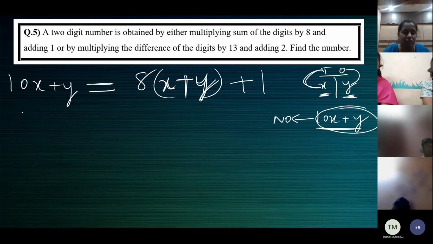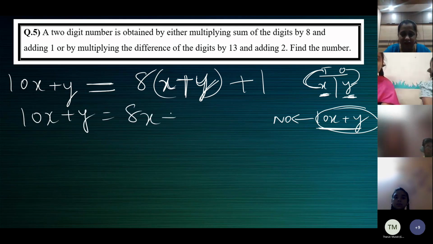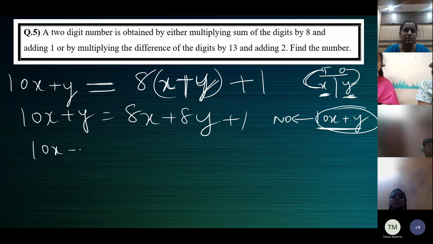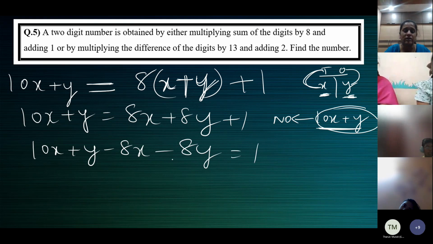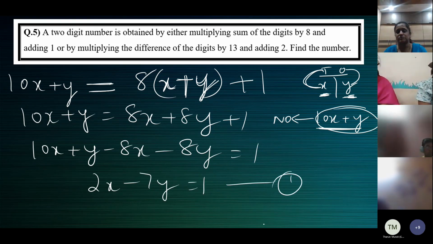So from this, what is the equation? 10x plus y is equal to 8x plus 8y plus 1. So I'm taking the x and y terms to the other side. You will get this is equal to 1. So 10x minus 8x is 2x, plus y minus 8y is minus 7y, is equal to 1. This is the first equation.